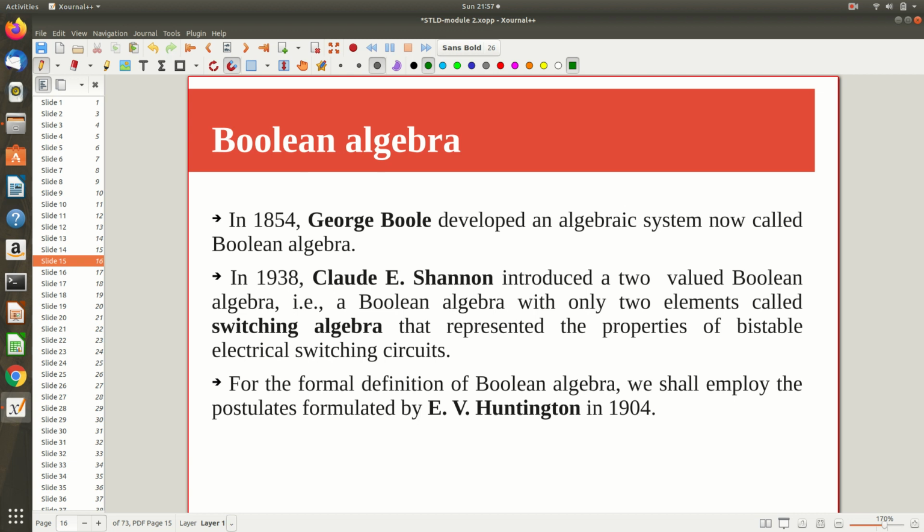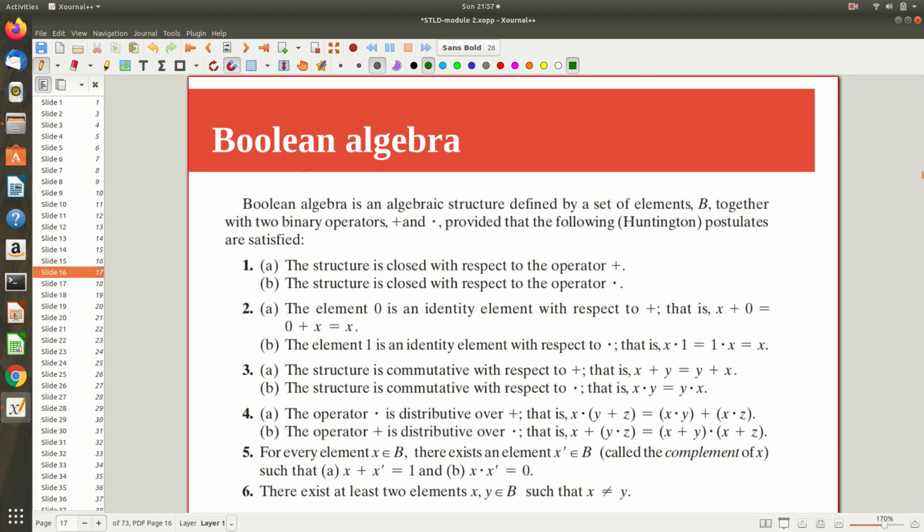Now, what are all the postulates of the so-called Boolean algebra? For ordinary algebra, we saw the general postulates. Now for Boolean algebra, the postulates formulated by E.V. Huntington are what we are going to see. These are all the postulates. You can recollect the ordinary algebra postulates, and relate and see how these Boolean algebra postulates are similar as well as different.